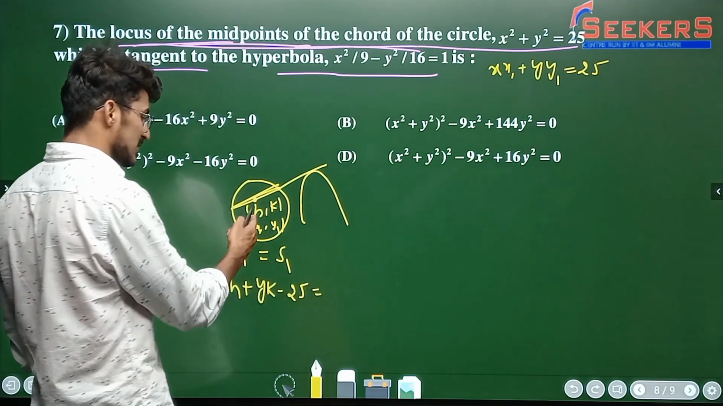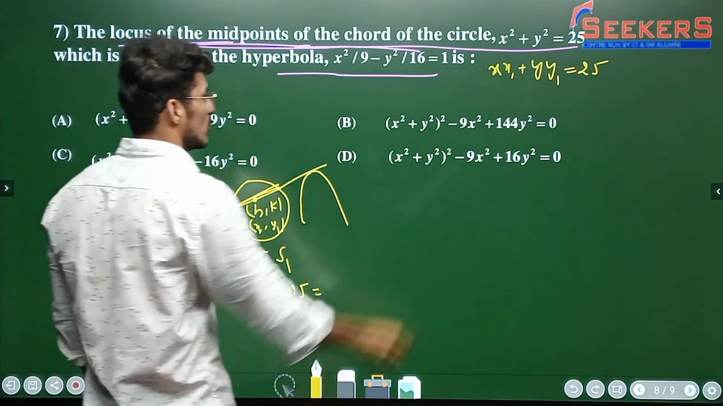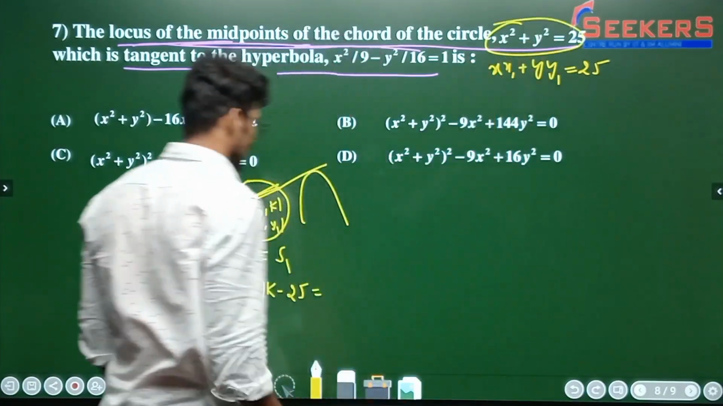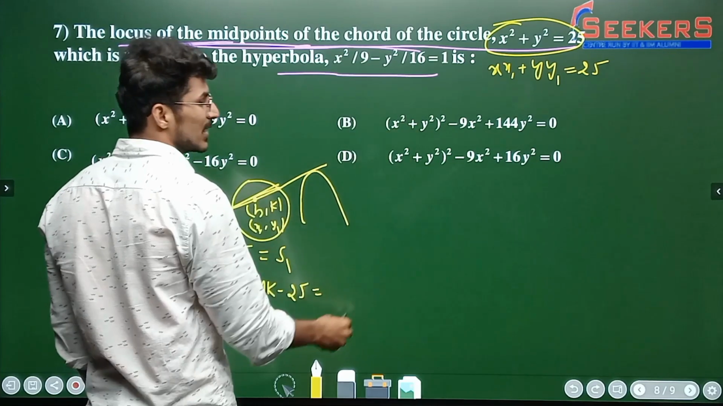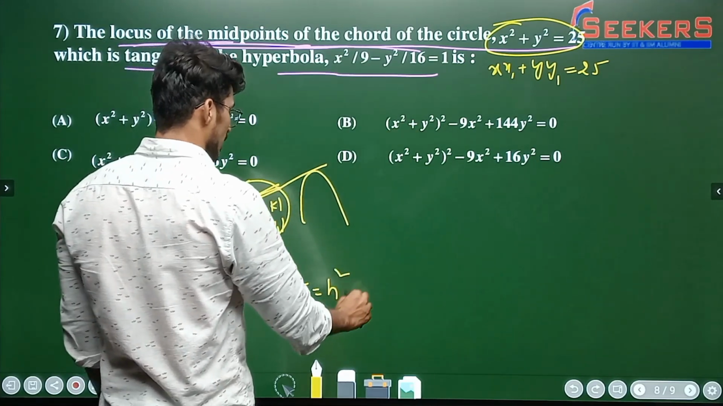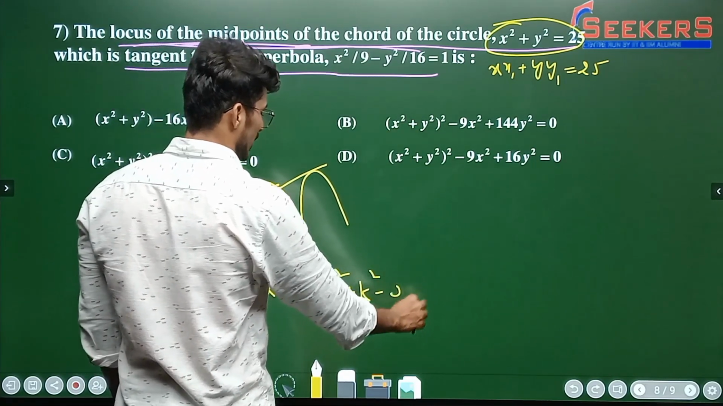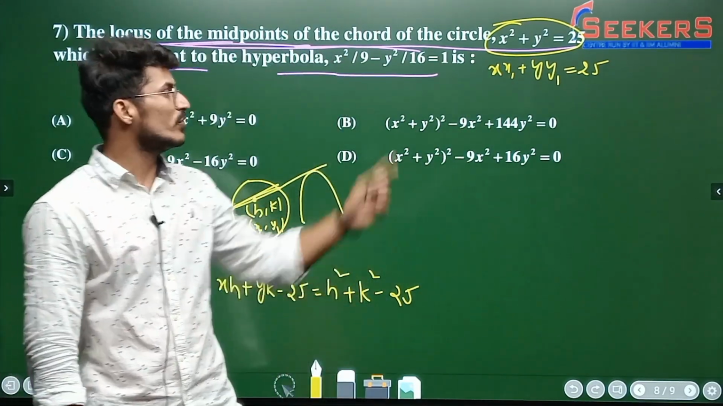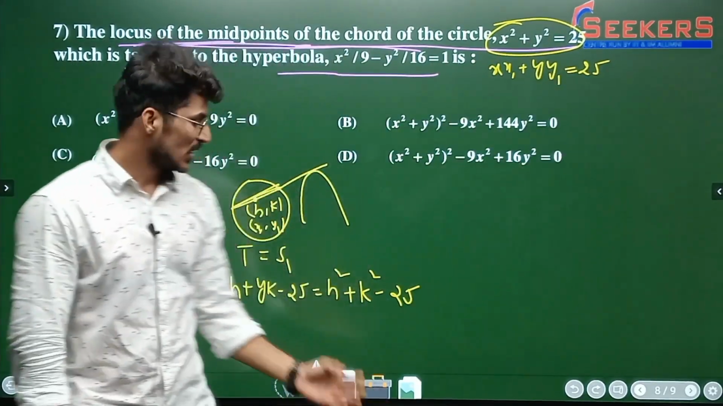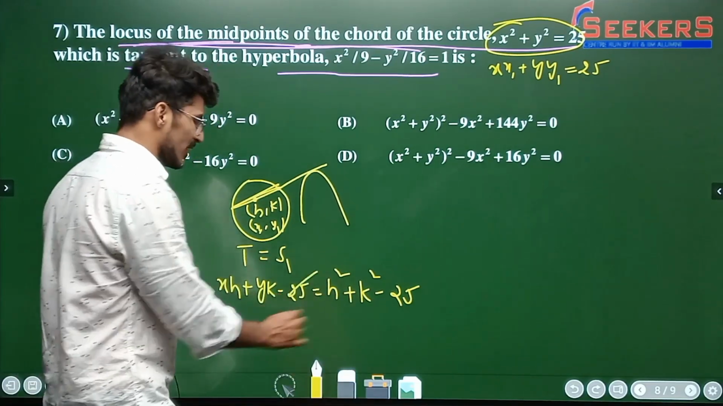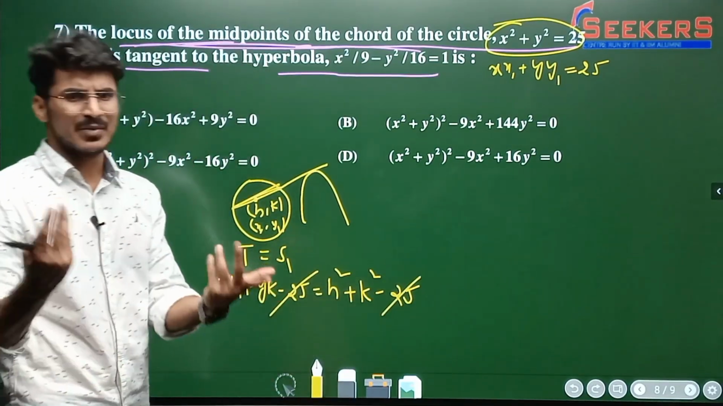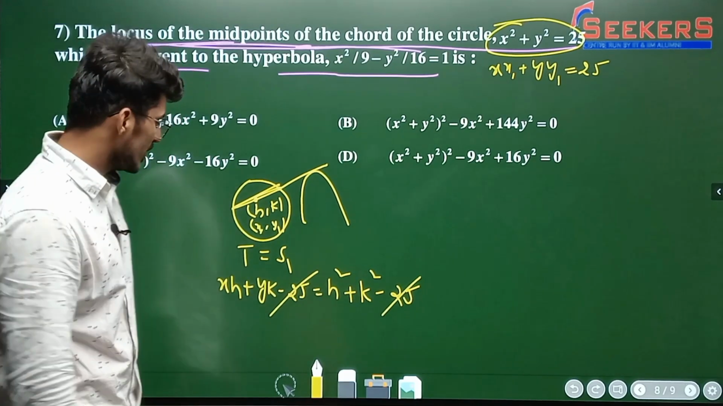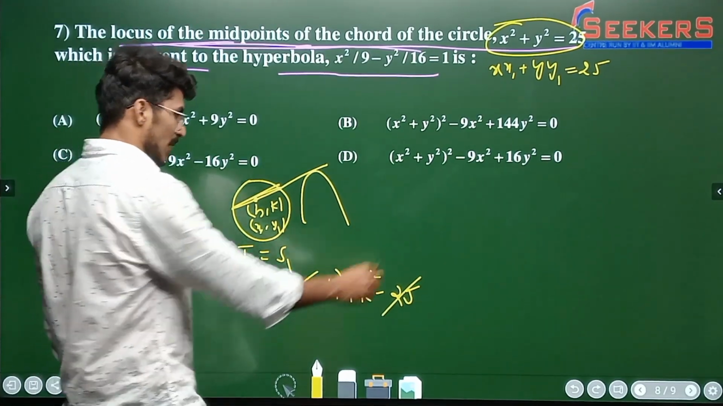S1 is what? Substituting h comma k over here, in the given curve. So h square plus k square minus 25. While writing T or S1, we shift this 25 to this side and write like this. Anyway, 25 is going to be cancelled. Even if you don't write it, it doesn't make a difference. So now look at what I'm going to get here.